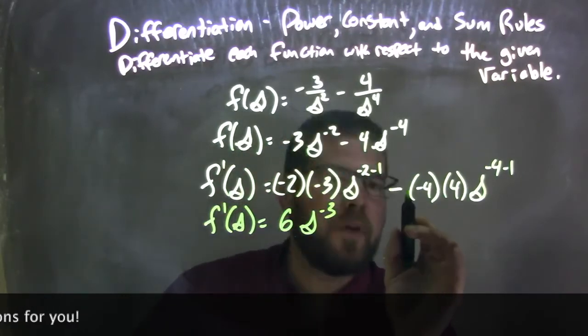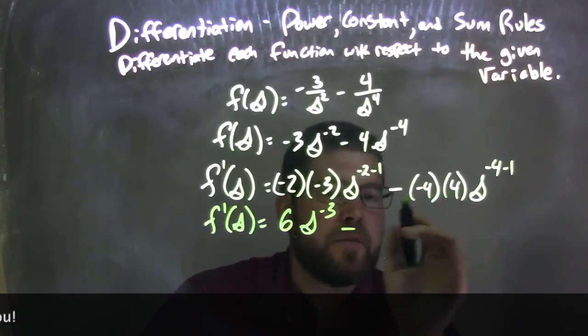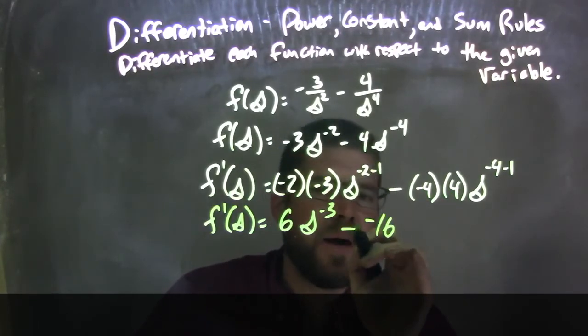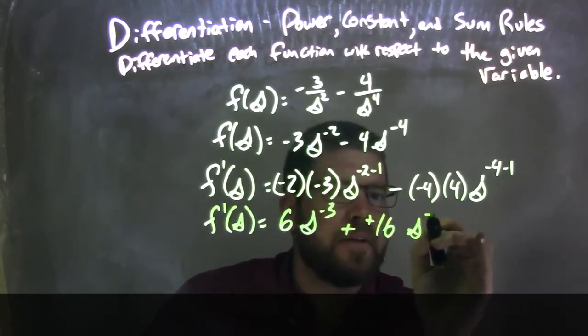And now we have subtraction here. Negative 4 times positive 4 is a negative 16, and plus and minus a negative is the same thing as plus a positive. And then we have s to the negative 4 minus 1, which is negative 5.